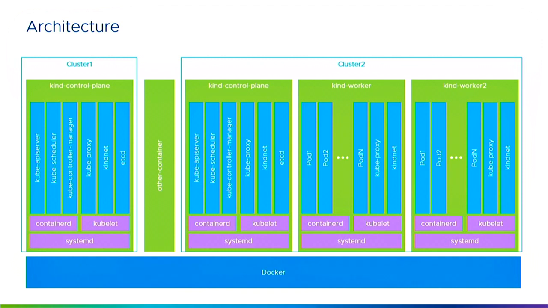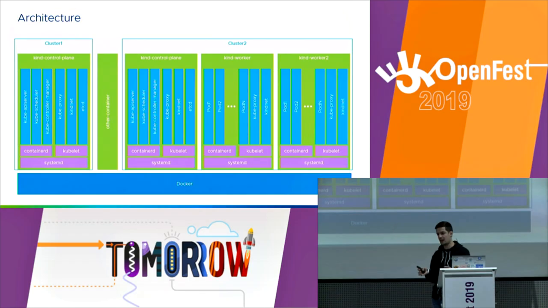Kindnet is a custom CNI plugin, which was developed by the kind developers in order to isolate networking issues that are caused by buggy CNIs. It's used by default inside of kind, and you can opt out of it. I'll show you how a little bit later on. But this is the core way things are done.